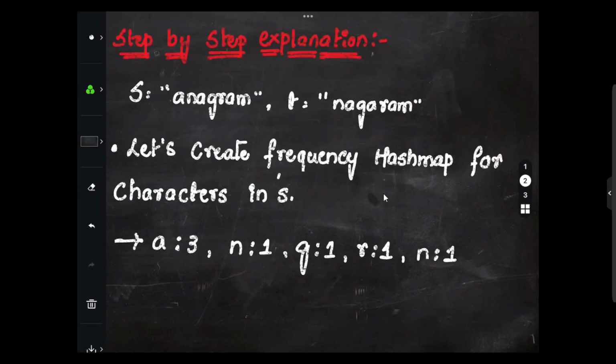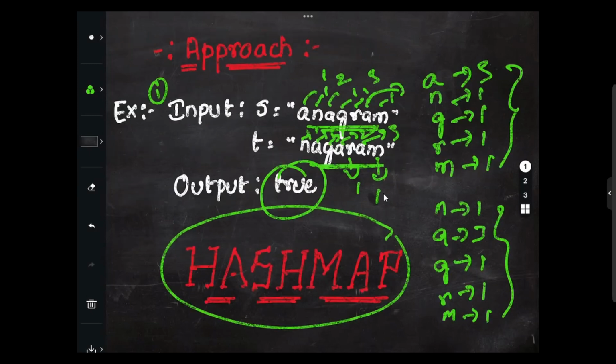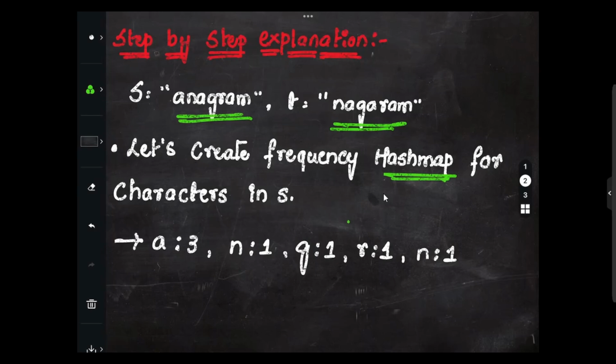So here in this case, I've considered the same first example here. First, what we will do, let's create the frequency hash map. So the approach that we will be going with is hash map. Just keep this in mind. We are going with the hashing with the hash map, right? So here in this case, first what we'll do, we'll create the frequency hash map for the characters in S. So again, I'm telling we are creating the frequency hash map for the characters in S.